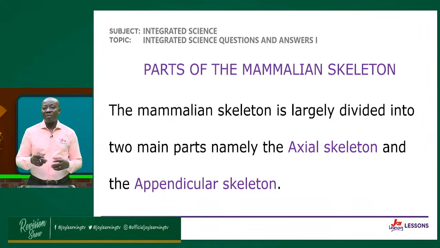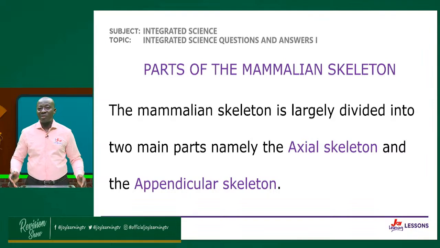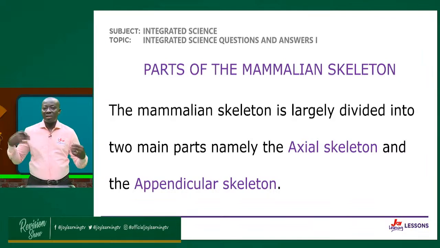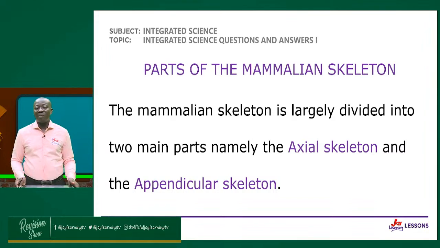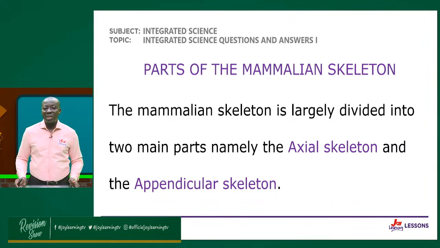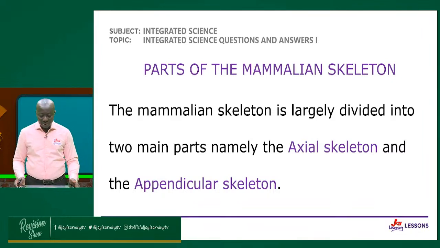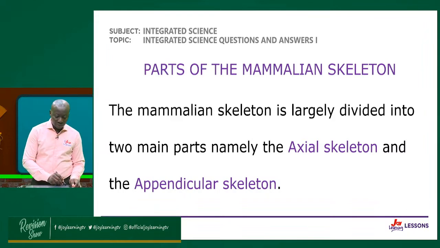So they form the axial skeleton. Alright, then the appendicular forms the suspensions. That is your hand, those structures that your hand is attached to, and the structures that your legs are also attached to. So here we are looking at the pectoral and the pelvic girdles. Alright, so the limbs as well as the girdles.